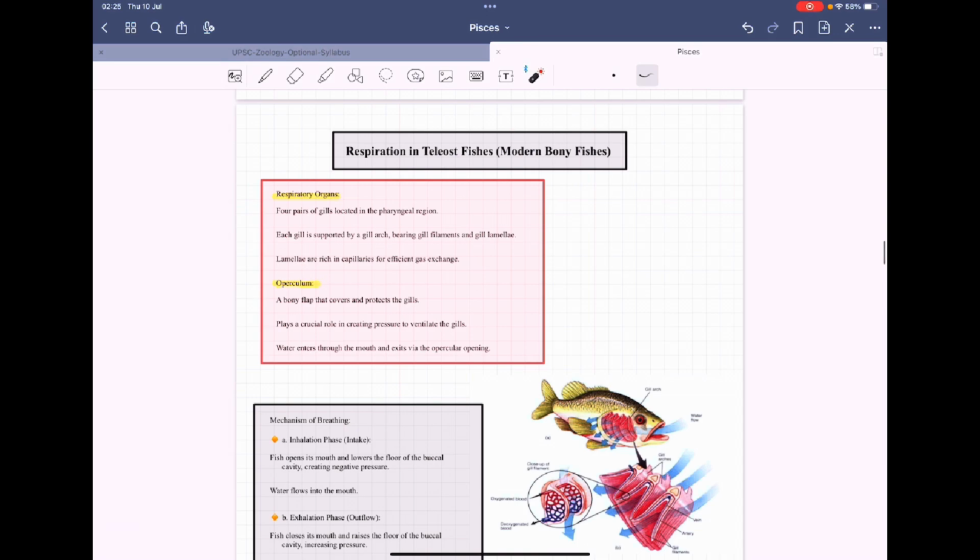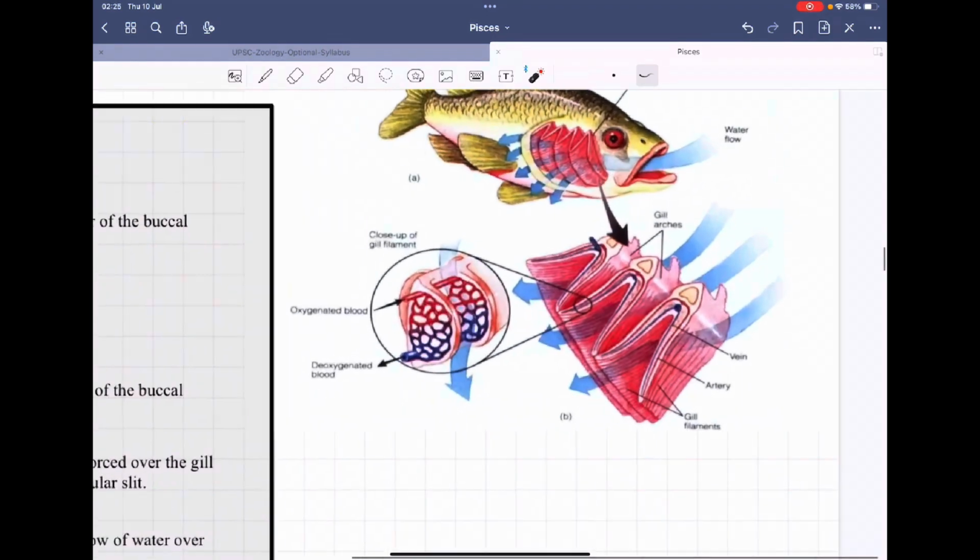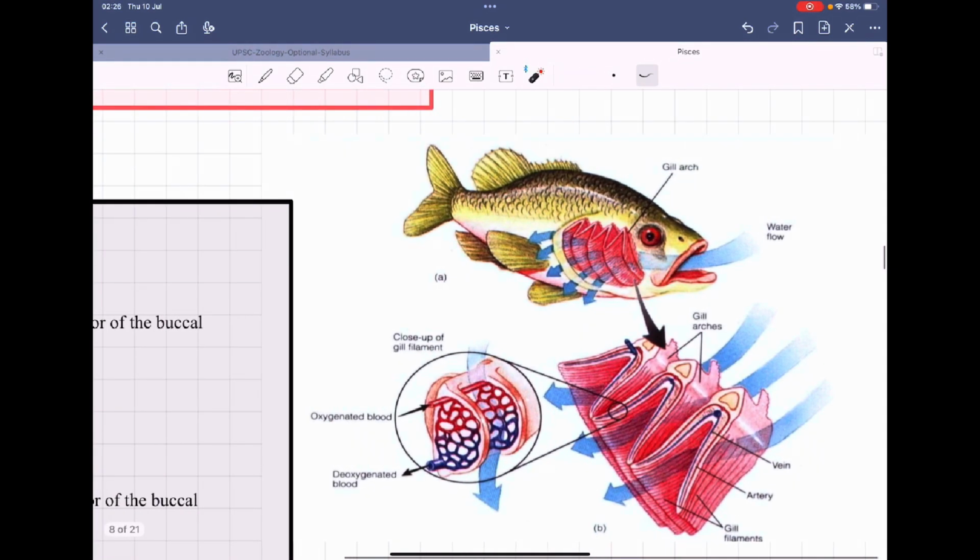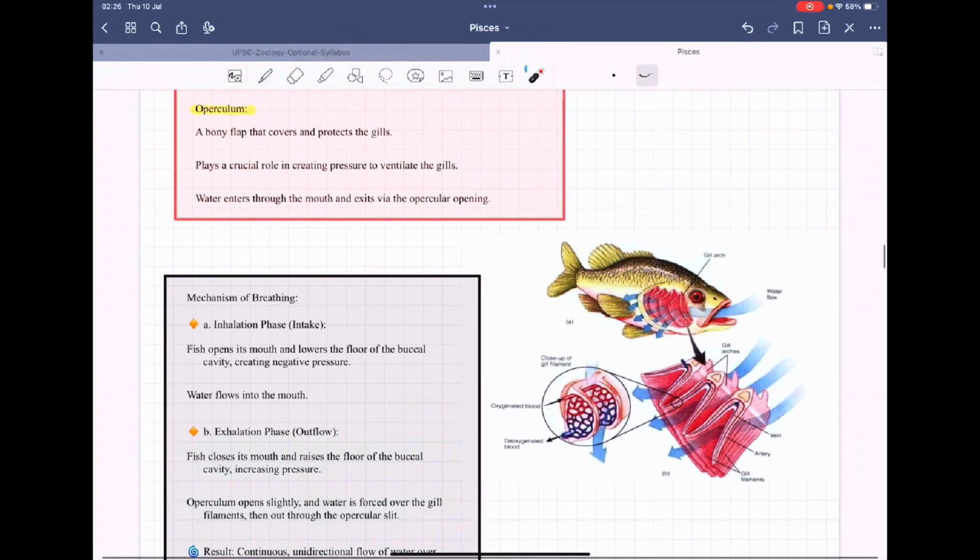Next is about the modern bony fishes. In modern bony fishes, you will observe the same kind of mechanism, but the operculum is present. This is the gill arch, these are the gill arches, and these are the gill filaments, and these are highly vascularized so that there will be easy exchange of gases.